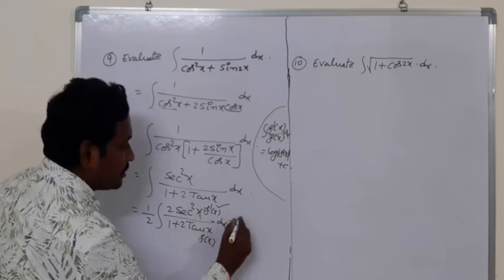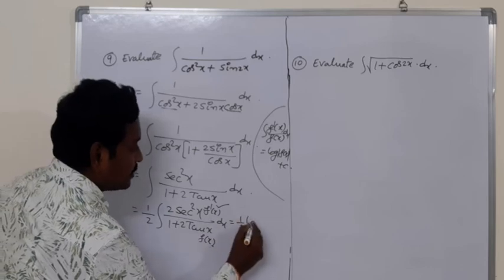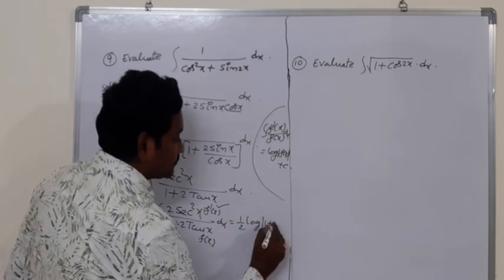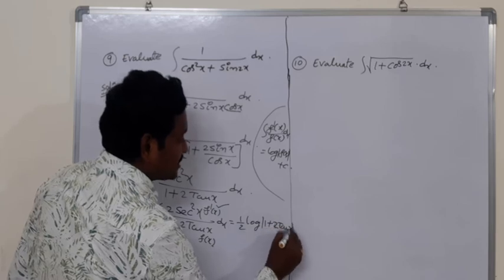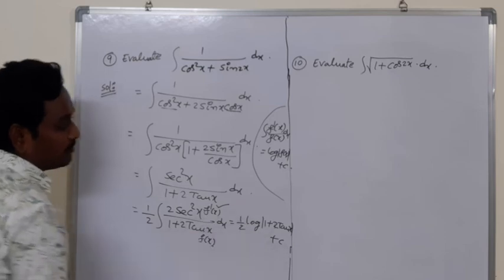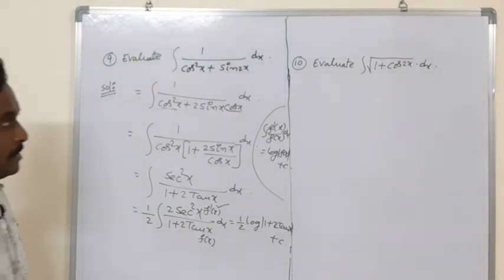So result is already half is there. Integration value is half into log mod 1 plus 2 tan x plus c. Blindly write half into log of denominator here. This is the result of the given integration. Okay. See the next one.